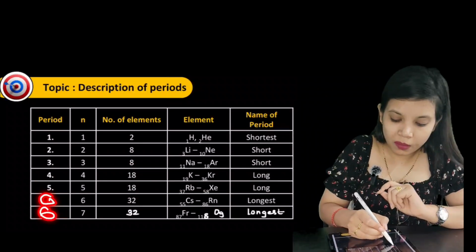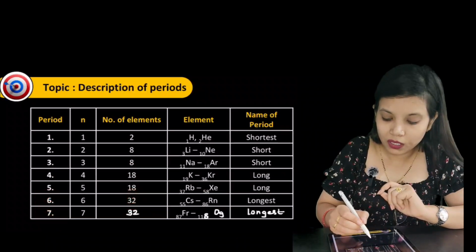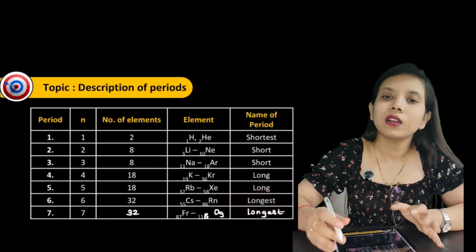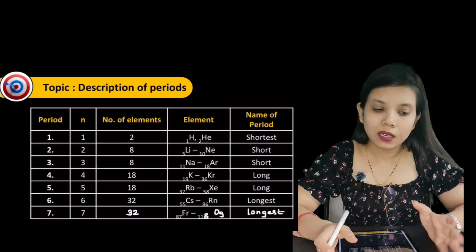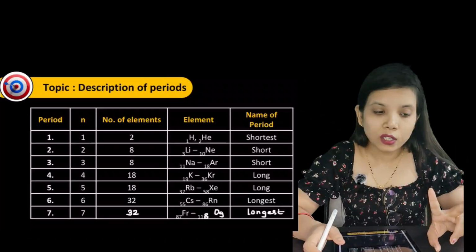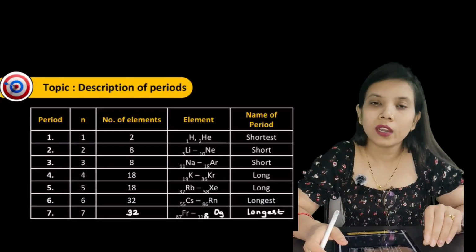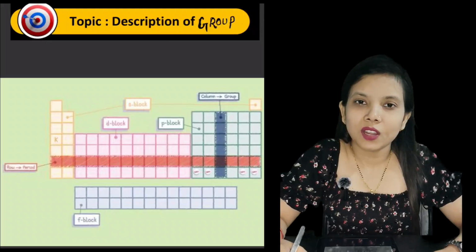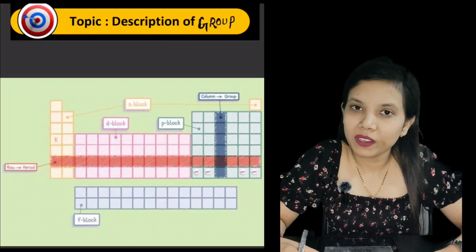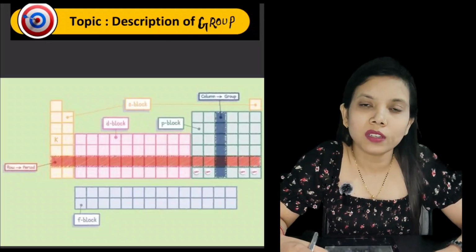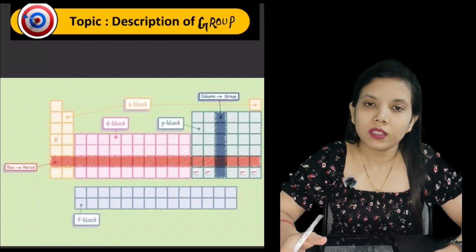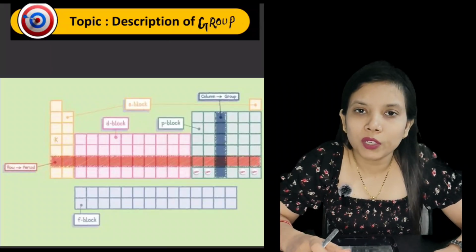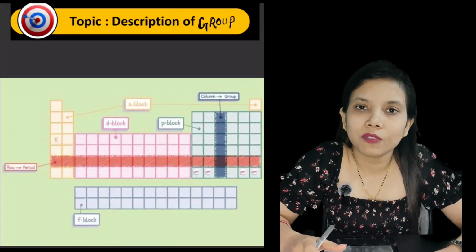If I talk about period number 6 and 7, how many elements were there? 32, so these are the longest. So basically 1 is the shortest, 2 are the short, 2 are the long, and 2 are the longest periods. So students, till now we have studied the description of period. Moving to the next topic, which is what? Description of group.